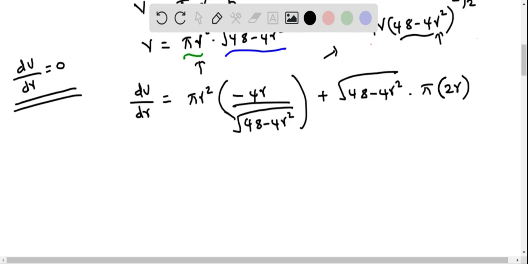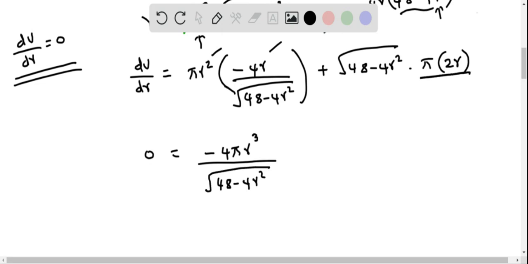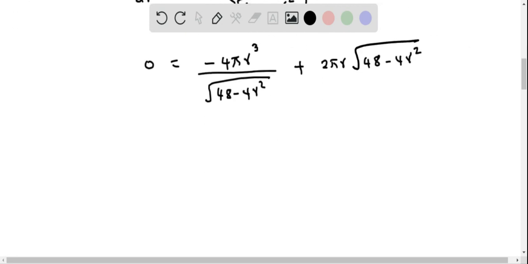Okay, so we will now simplify this and replace dV/dr by 0. So I'm going to replace this by 0, and this equals pi r squared times negative 4r divided by the square root of 48 minus 4r squared, negative 4 pi r cubed over the root, and this one is 2 pi r, so I write 2 pi r times the square root of 48 minus 4r squared. So we have to determine r from this equation.